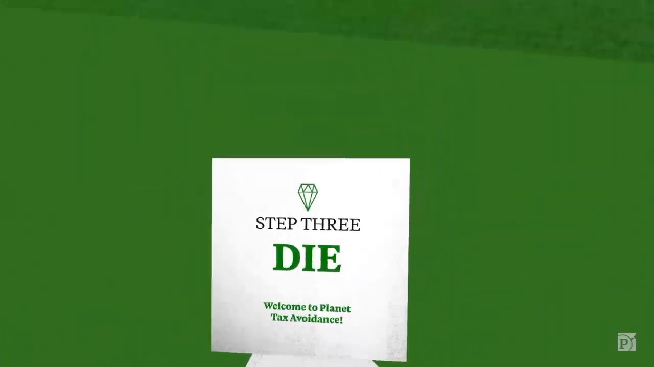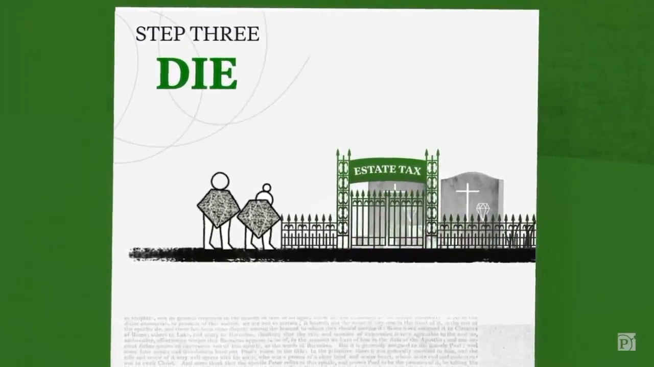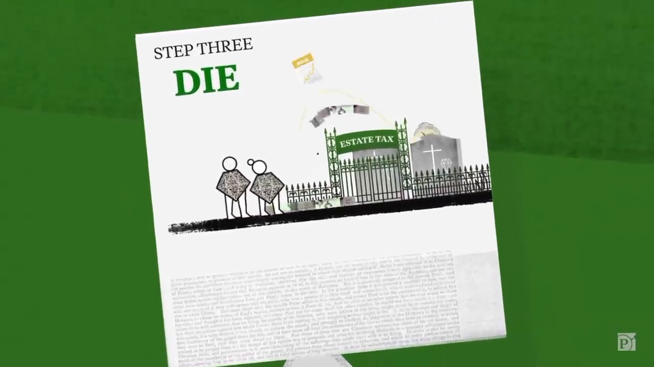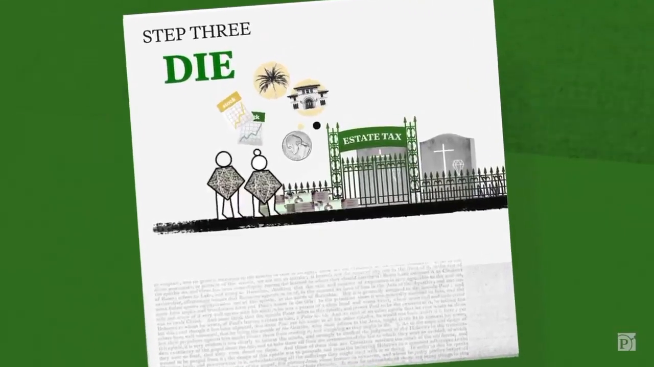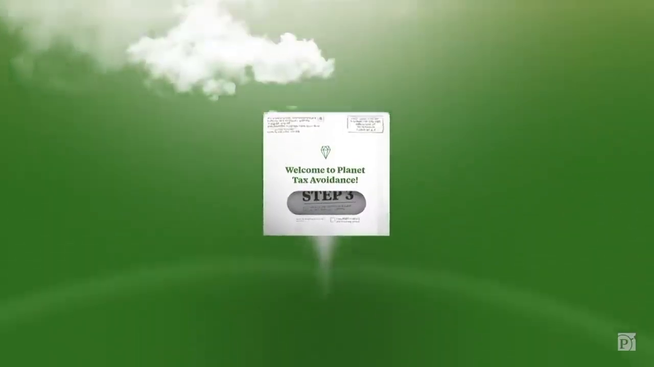Step 3. Die. When they die, these lucky few often use complicated trusts and philanthropic foundations to avoid the estate tax. And their heirs can inherit stocks and other assets tax-free. A new generation is ultra-wealthy, and the cycle starts all over again.